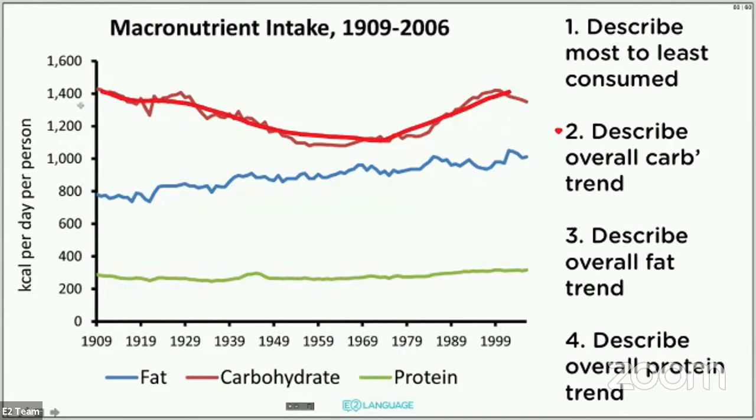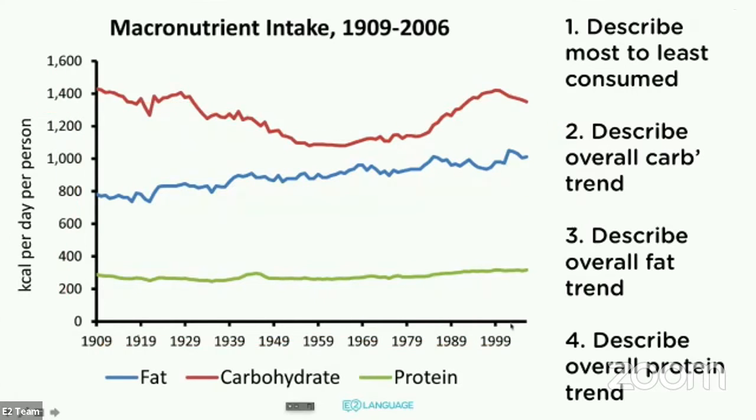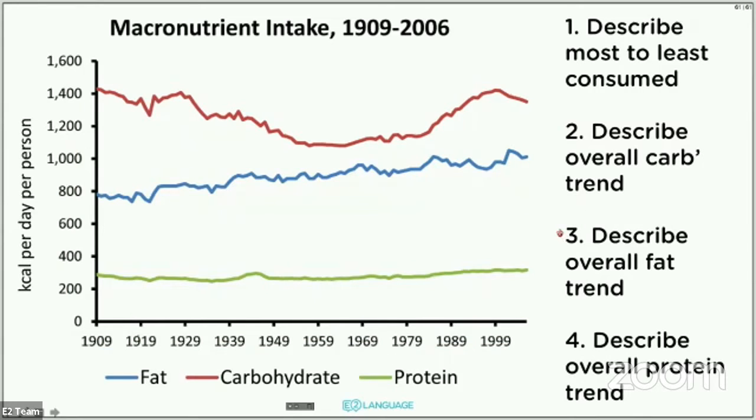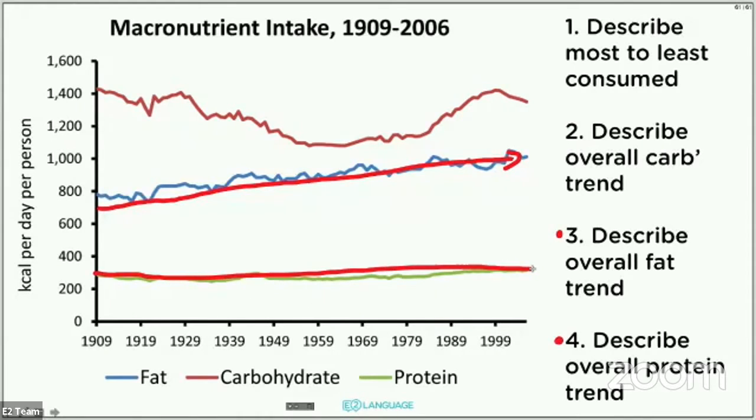No details. I'm not going to use any of this axis here, none of these numbers, okay? And in fact, I'm not really going to use any of the x-axis either. Then number 3, I'm going to describe, just generally, not in detail, the overall fat trend. And this to me looks like a slight upward trend. And then the 4th sentence, I'm going to describe the overall protein trend. And this sort of remained relatively stable, maybe a very slight increase.